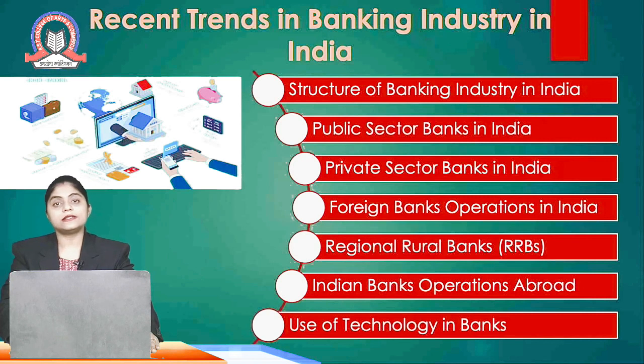So all these are the recent trends. In all, we have seen 8 points in this topic, the structure of the banking industry in India: public sector banks, private sector banks, foreign banks operating in India, Indian banks operating abroad, then regional rural banks, RRBs, use of technology in banks, and no-frills accounts. All these are the basic points which we can cover in this topic, that is recent trends in the banking industry.